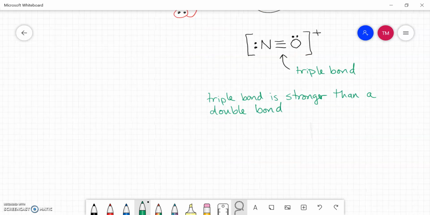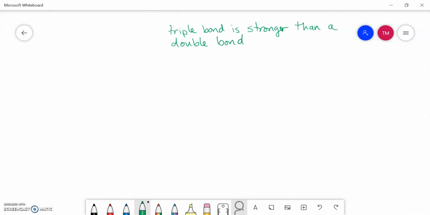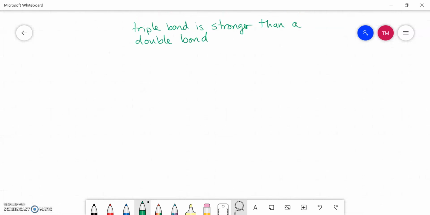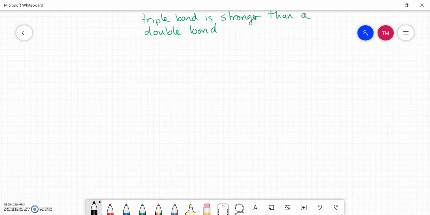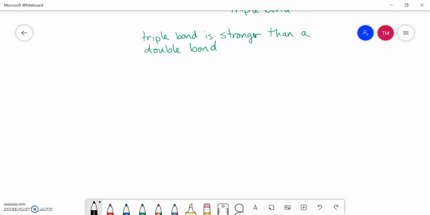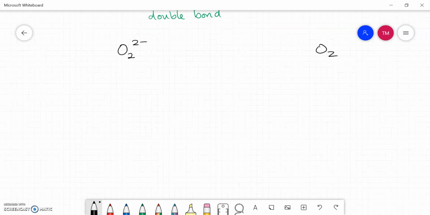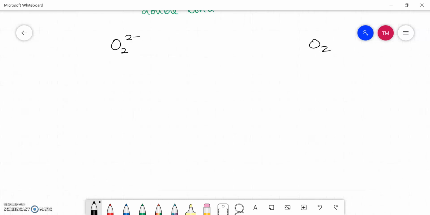Okay, so there's 2 last molecules I want to show you and kind of compare them. Okay, so I want to look at the peroxide ion, O2 2-, and compare that to oxygen. Okay, so it's going to show a couple things. Okay, so let's do the peroxide ion first.